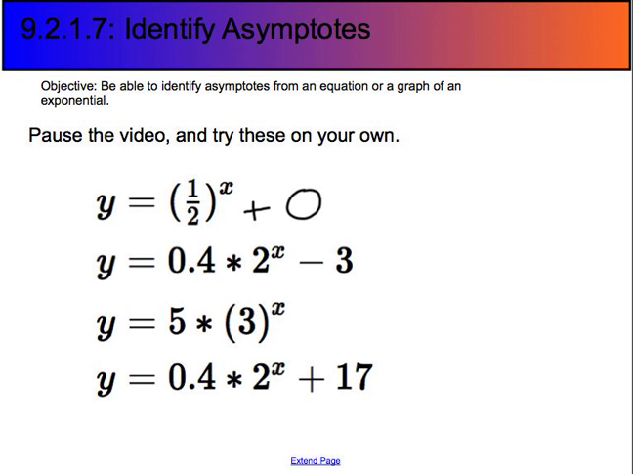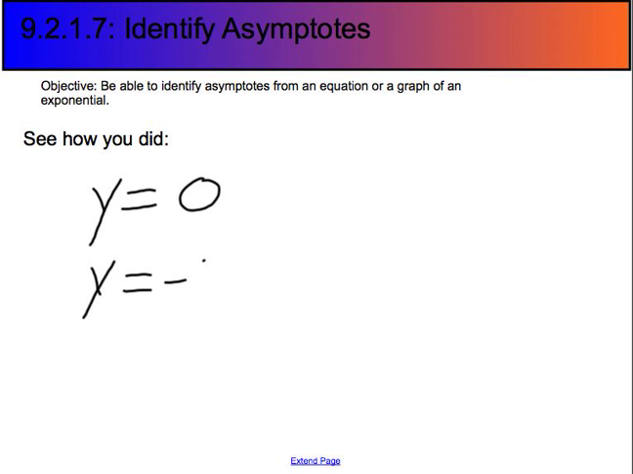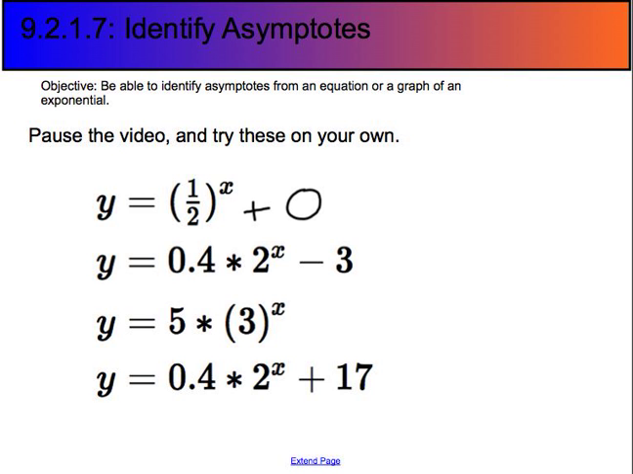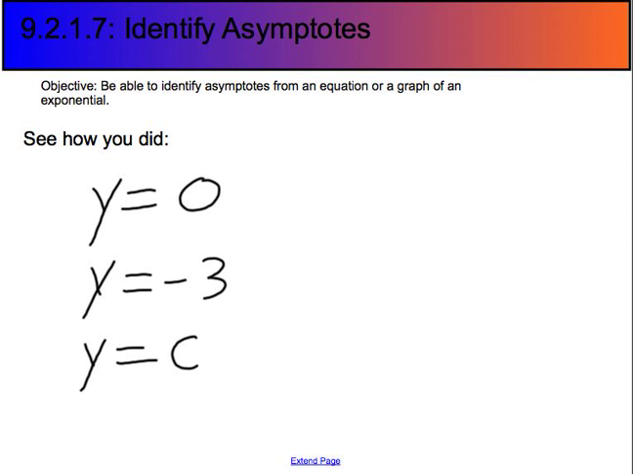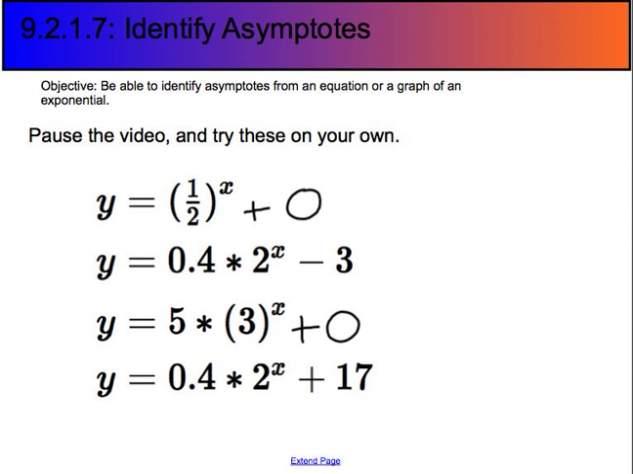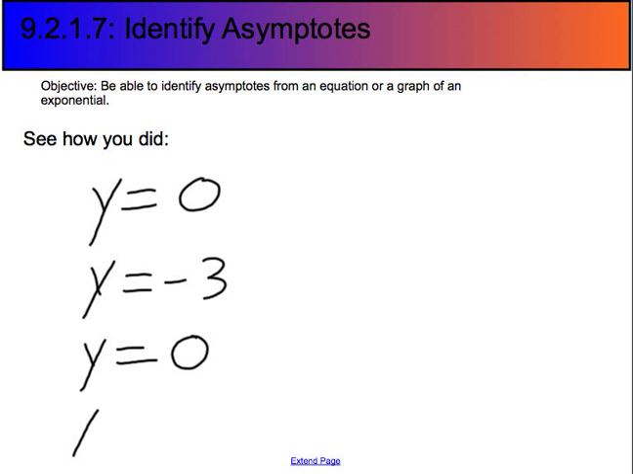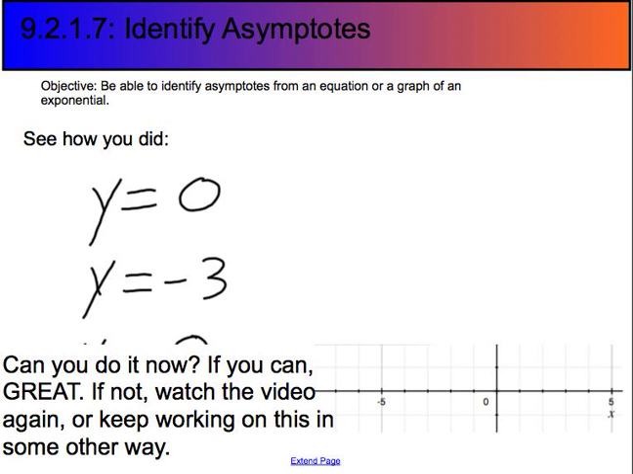All right, the next one. That one you should have y equals negative 3. And for the next one, we have an a value of 5, so it starts at 5 and it multiplies by 3 every time. But again, there is no k value, or another way to say that is it's like it's plus 0. So for the third one, that should be another one that's y equals 0. And for the fourth one, it starts at 0.4 and multiplies by 2 every time. And the asymptote is at y equals 17.